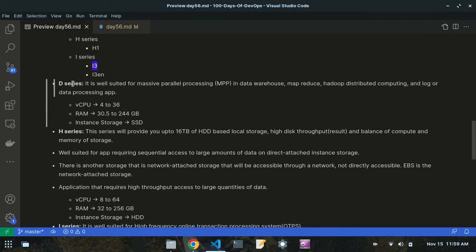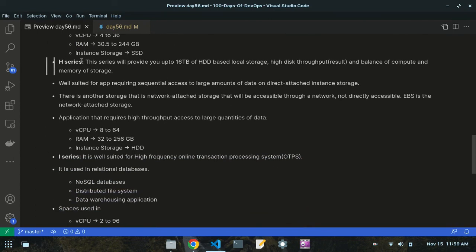Alright, so let's take a look at the D series. It is well suited for massively parallel processing in data warehouses, MapReduce, Hadoop distributed computing, and log or data processing apps. Alright, so this is used for these purposes. And let's take a look at the virtual CPUs it uses. From 4 to 36 virtual CPUs are used here. Alright, and RAM is from 30.5 to 244 GB, and instance storage is SSD.